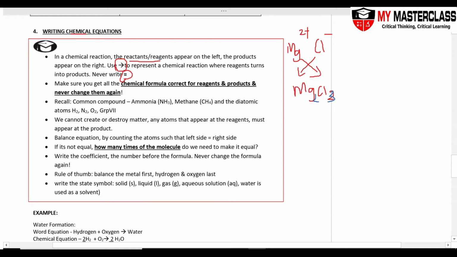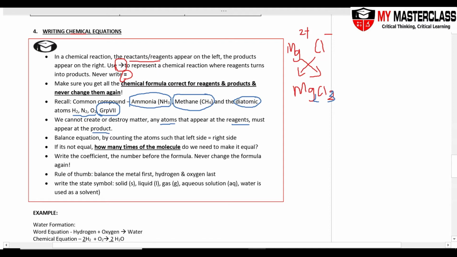Recall your common compounds, common covalent compounds. Memorize these words: ammonia, NH3, methane, CH4, and these diatomics, so elements that exist as two atoms: N2, H2, O2, and all your group 7. We cannot create or destroy matter. Matter means all your atoms and elements. So any atoms that appear on the left, which is your reagent side, will appear on the right, which is your product side.